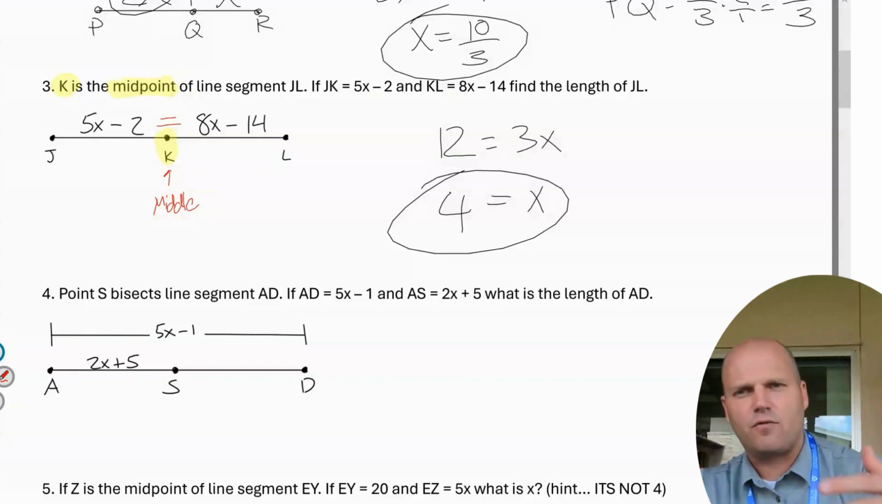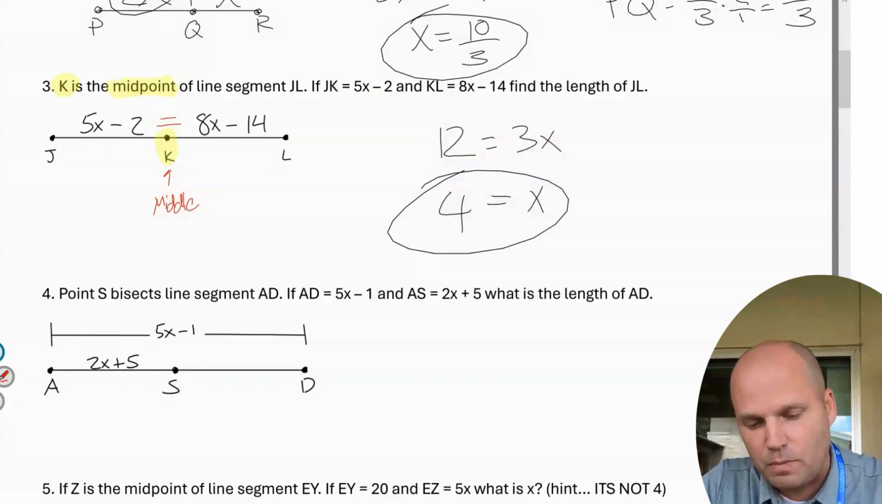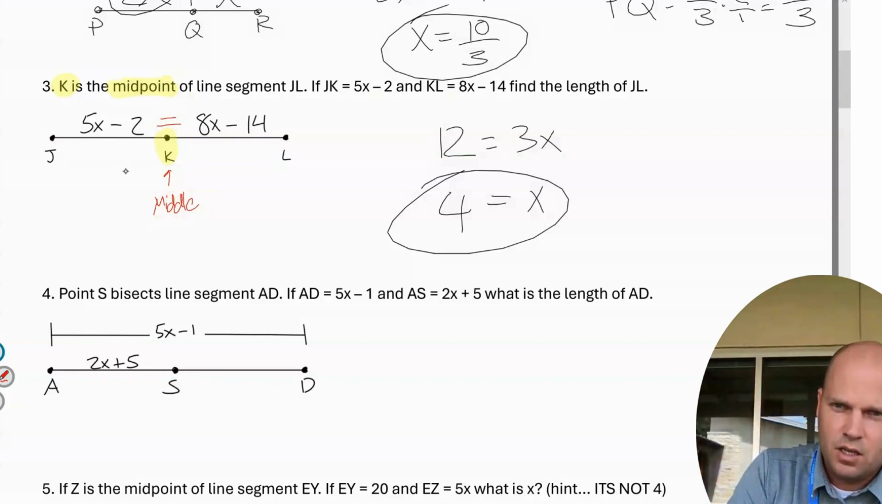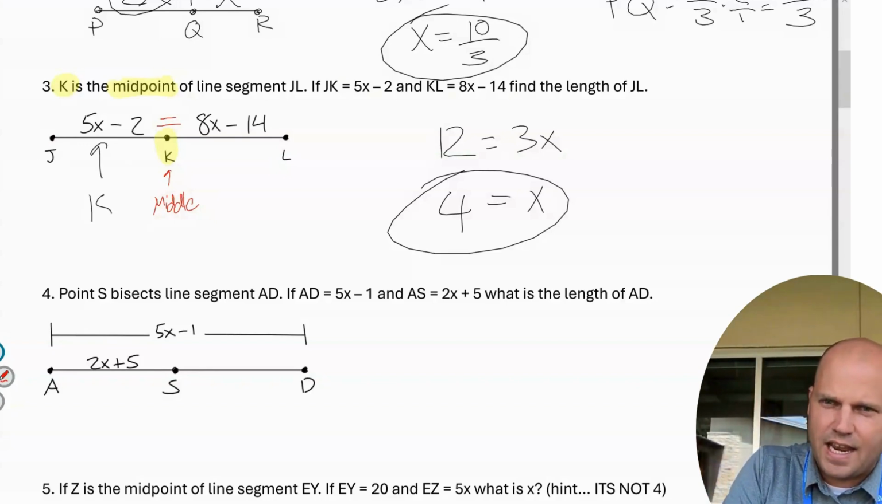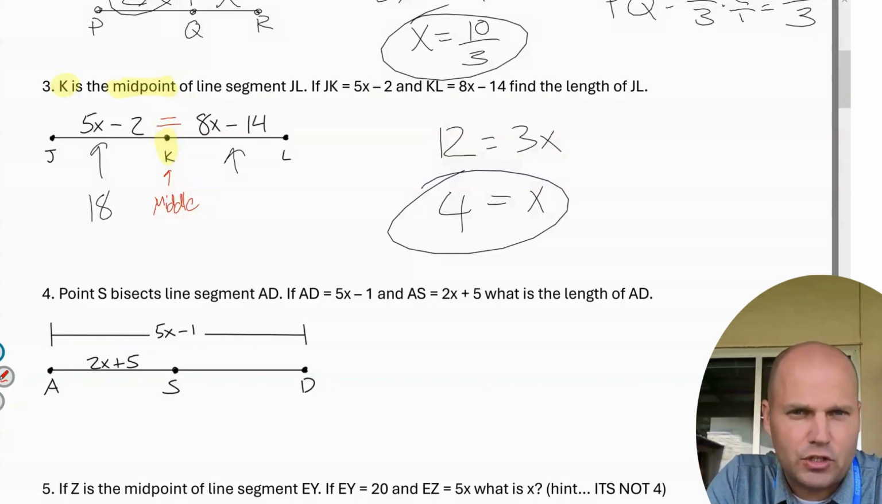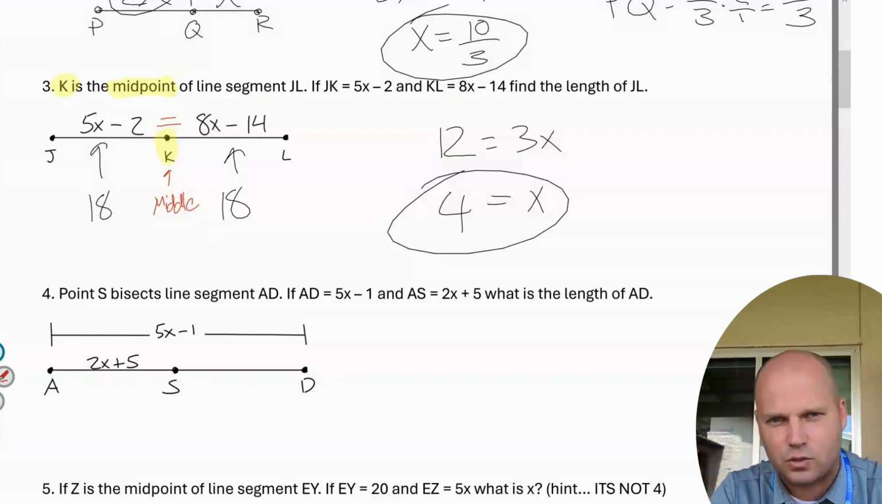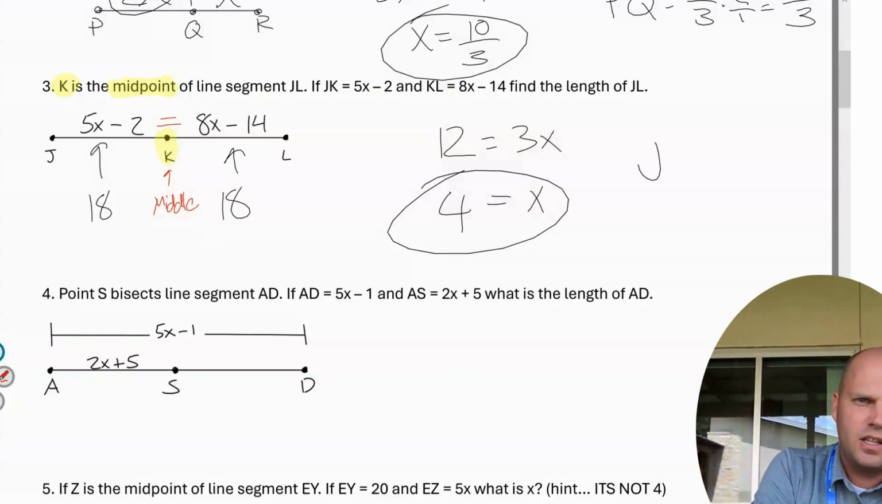So I'm going to have to plug in 4 into both if you want to confirm that you're doing things correctly. If you plug in 4, you get 18 here. If you plug in 4, you get 32 minus 14, which is 18 there. Okay, that checks out. X equals 4 works. Left is 18, right is 18. The entire segment must be 36.